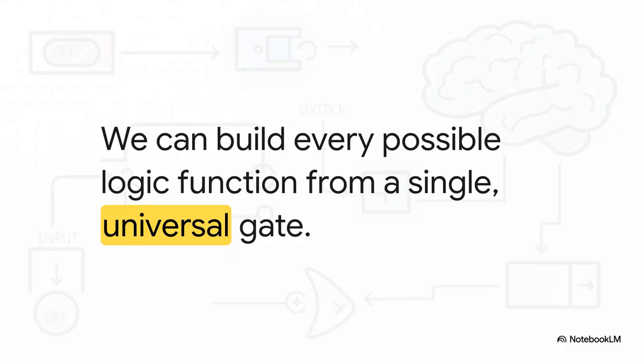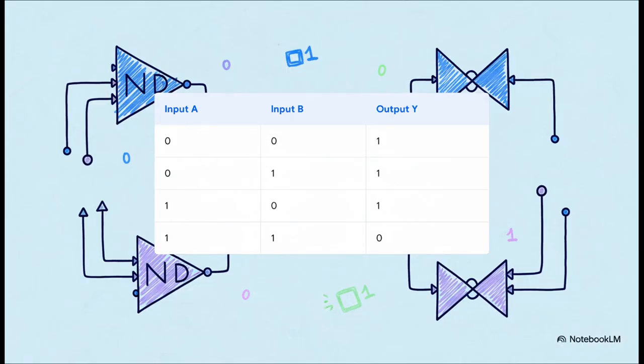Now, here's where it gets really interesting. You might think you'd need dozens of different types of these gates to build a whole computer, but no! In this amazing stroke of elegance, it turns out we only need one. Just one single universal gate that we can use to build all other logic. It's wild. And here it is, the NAND gate.